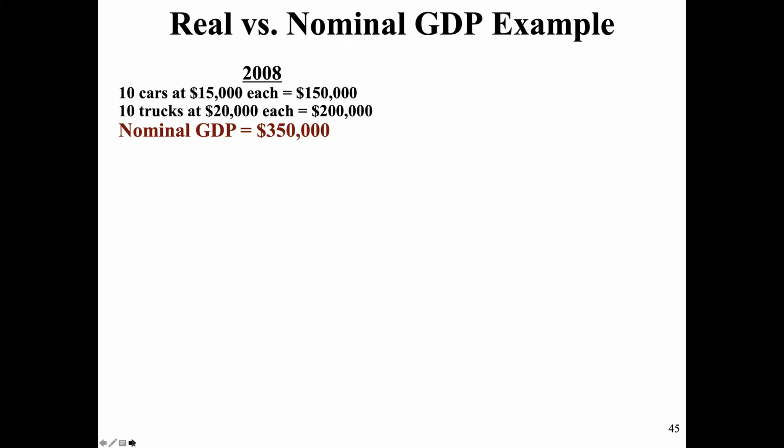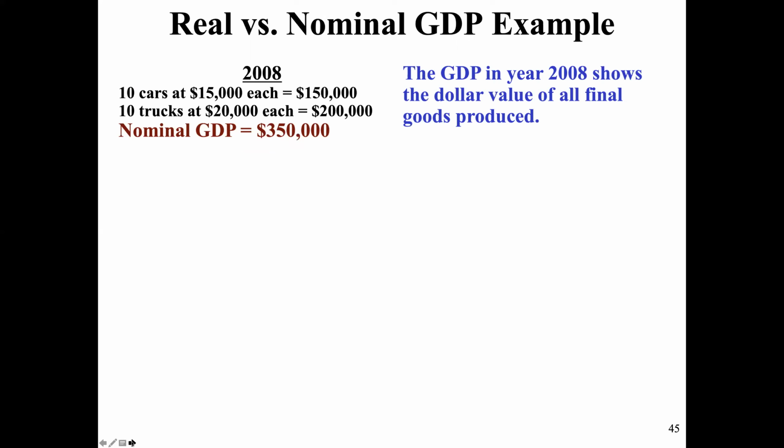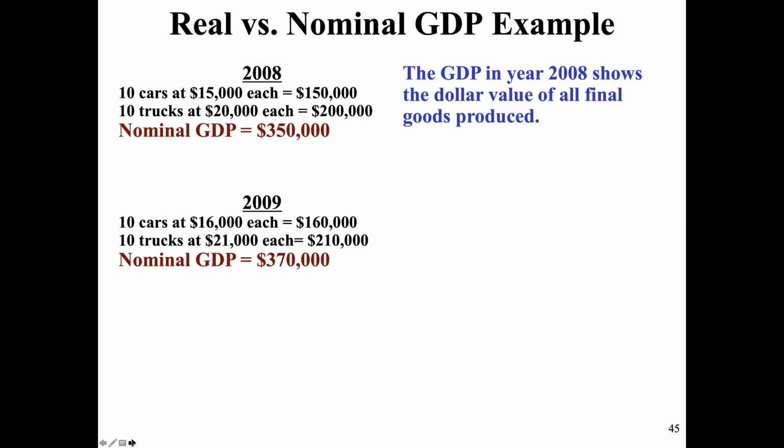So this is an important slide because I'm going to show you how we actually calculate this. In 2008, I want you to imagine a fake economy where all that's produced are cars and trucks. And these are the different prices of cars and trucks. If we added up 10 cars at 15K and 10 trucks at 20K, we would get a nominal GDP in 2008 of $350,000. So far, so good. That's the GDP in year 2008, and it's the dollar value of all final goods and services produced. Okay, so far, so good.